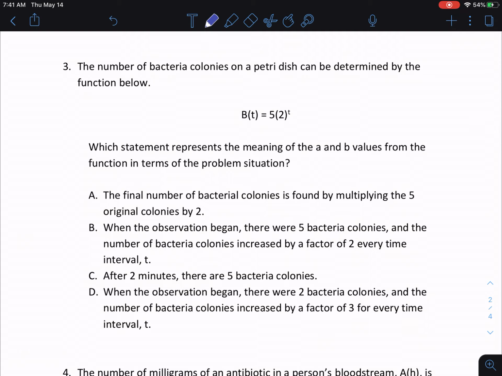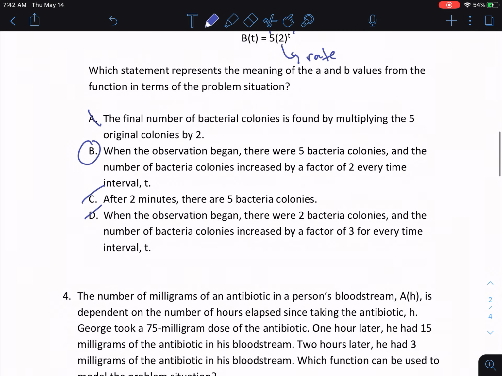The number of bacteria colonies on a petri dish can be determined by this equation. So it says A, the final number, this is 5, once again, is our initial value, 2 is the rate of change, and t is the time. Okay, so A says the final number of bacterial colonies is found by multiplying the 5 original colonies by 2. That's kind of true, but we're forgetting the exponent there. When the observation began, there were 5 colonies, our initial value, and the number of bacteria colonies increased by a factor of 2 every time, and that is B.